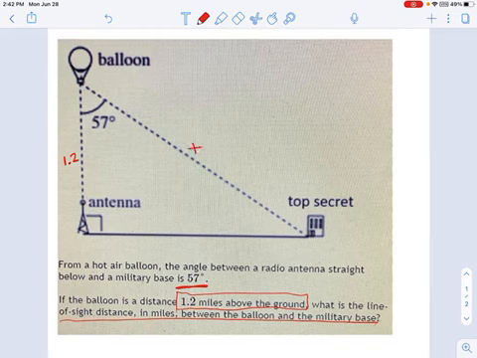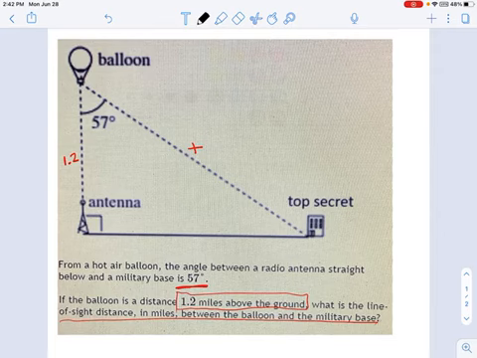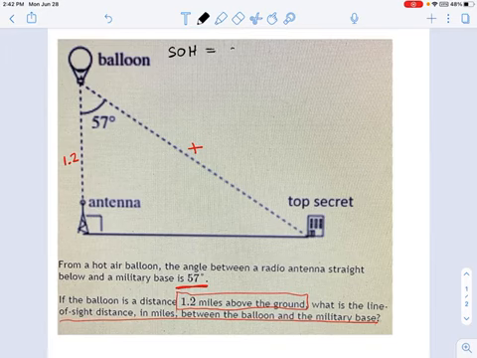So in any SOHCAHTOA problem, that is basic right triangle trigonometry, you're given a side, and you're asked for another side. And they usually give you an angle also. And what you have to do is figure out which one of those SOHCAHTOA relationships will help you in this case. So if you think about SOHCAHTOA, remember what this is. So that means sine of an angle equals opposite over hypotenuse.